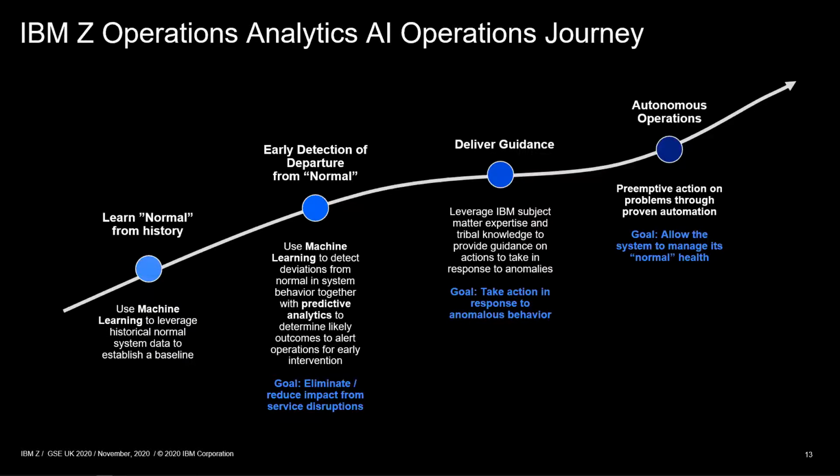So the first phase is we really have to learn what's normal from history. This is where we use machine learning engines to look at historical data and understand what is normal, in order to establish a baseline for your environment. And for everyone on the Zoom call today, your environments are likely going to be different from anyone else's on here. So we really need to focus and scope on your specific environment.